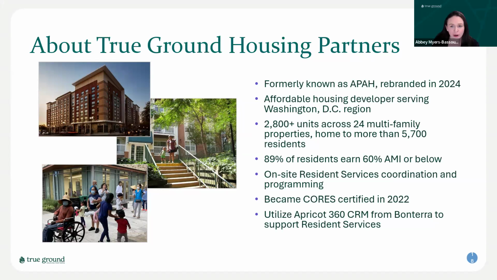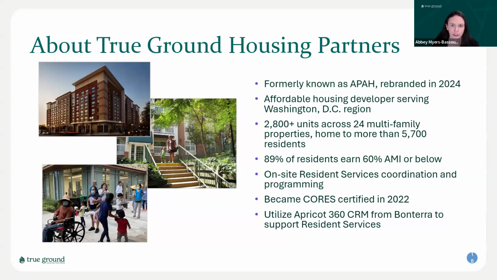So True Ground Housing Partners, we were formerly known as APA, if you recognize that name. We have rebranded as of a few months ago. If you hear me mess up and say our previous name, please forgive me. We are True Ground now. But we are an affordable housing developer serving the Washington, D.C. region.